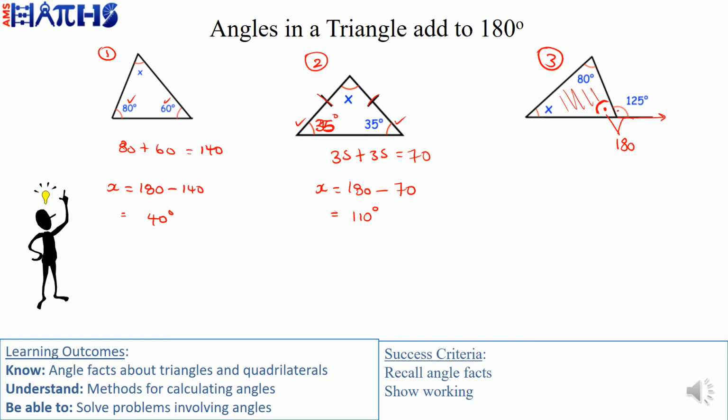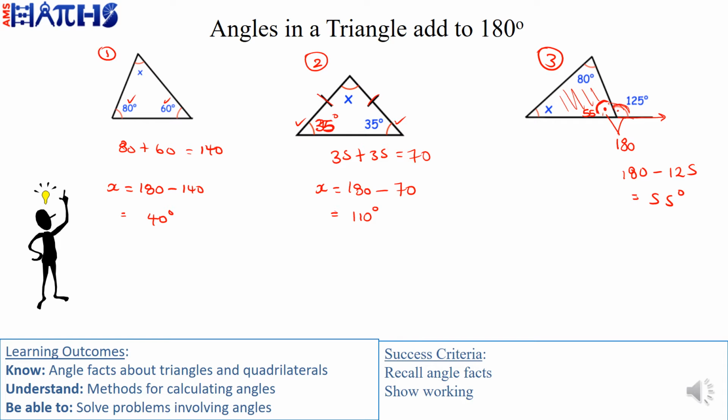So to find out this inside angle, we need to subtract the outside angle here, since it makes 180 with that angle. We do 180 minus 125, and that's going to give us 55 degrees. Now the angle here is 55 degrees, so I'm writing it next to it.